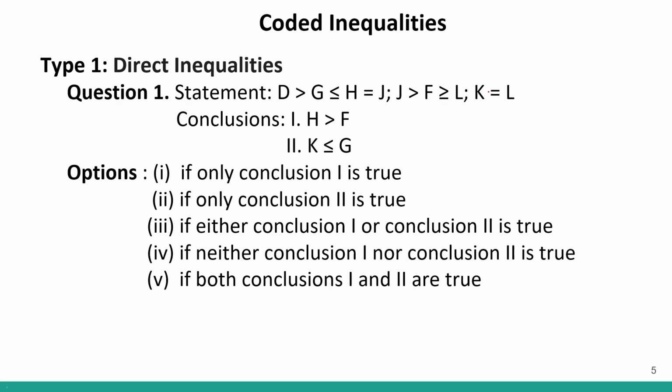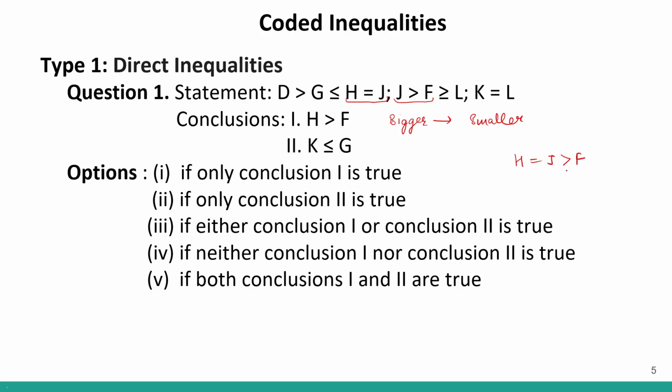Now, if I look over here, the first conclusion is H is greater than F. So we will move from bigger to smaller, correct? We will move from bigger to smaller. So we will move from H. Now I can see over here that H is equal to J. H is equal to J. And over here I can see that J is greater than F. J is greater than F.